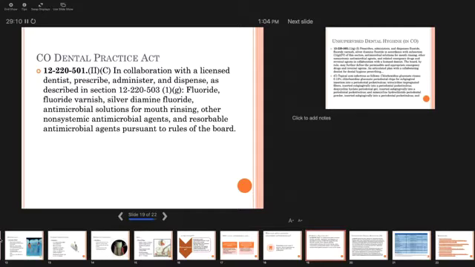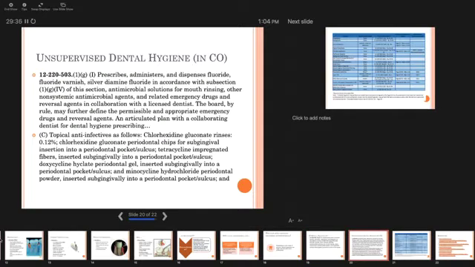What were we just talking about? Non-systemic, right? We did talk about systemic antimicrobials. Those would have to be prescribed by a dentist in Colorado or a physician. But non-systemic, aka local, can be administered, prescribed, and dispensed by a dental hygienist, whether they work with or for a dentist or not. Now, if you do not work with or for a dentist, then you are practicing unsupervised dental hygiene.